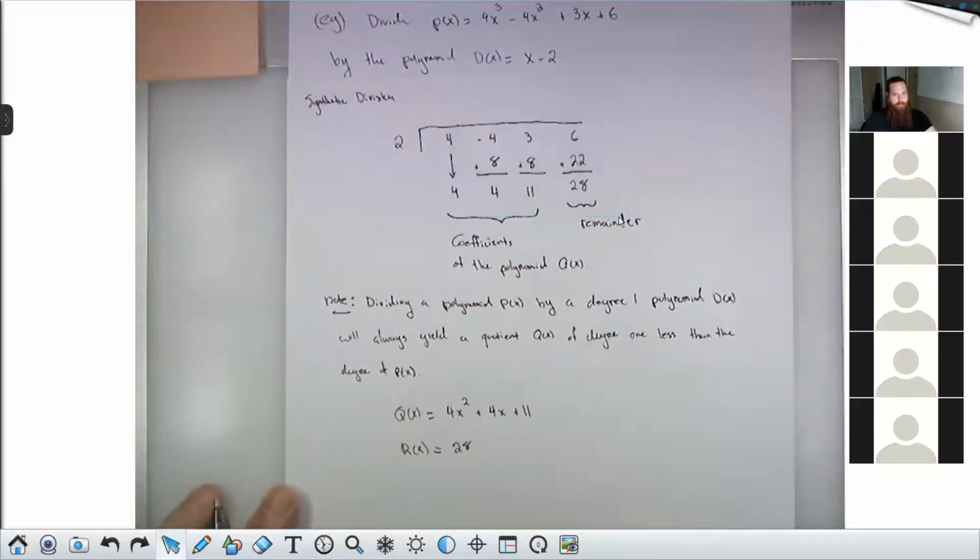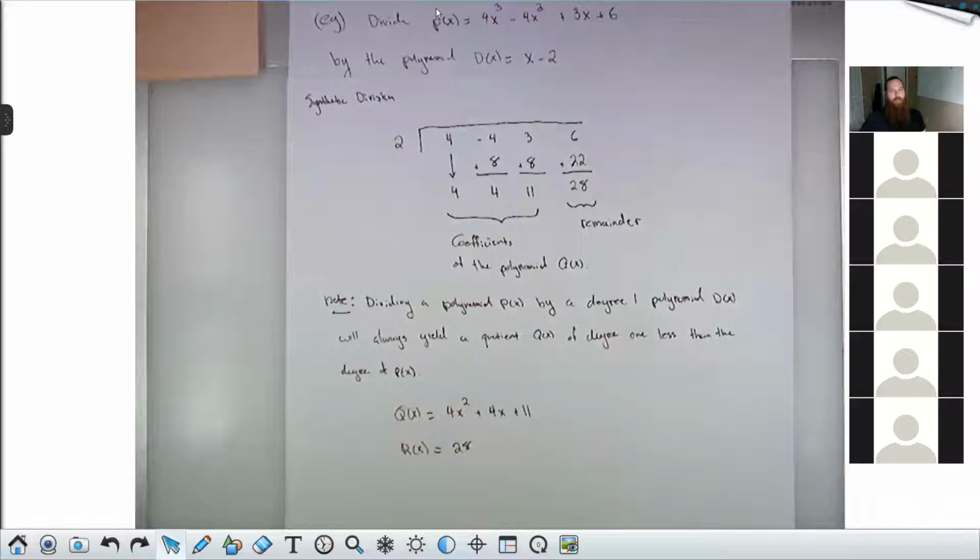It's nice, it's quick, it's easy. But it only works if the thing you're trying to divide by looks like this: x minus something. You put the something here, you put the coefficients of p of x here, you bring down the first number, multiply, write that here, then add those. Multiply, write that here, then add those. Multiply, write the result here, then add those. Once you're done, this will always be your remainder, and this will always be the coefficients of the quotient, remembering that the quotient is always degree 1 less than the degree of the original polynomial p.